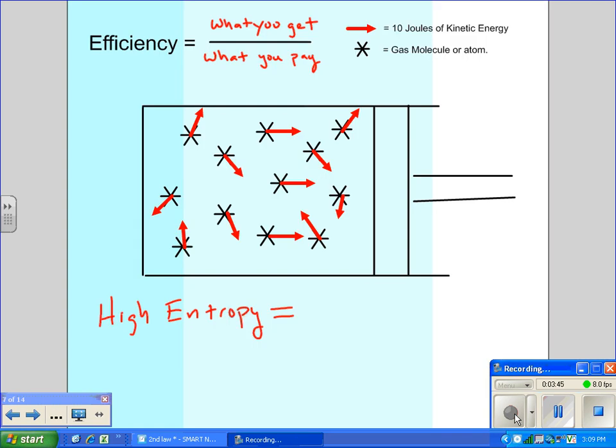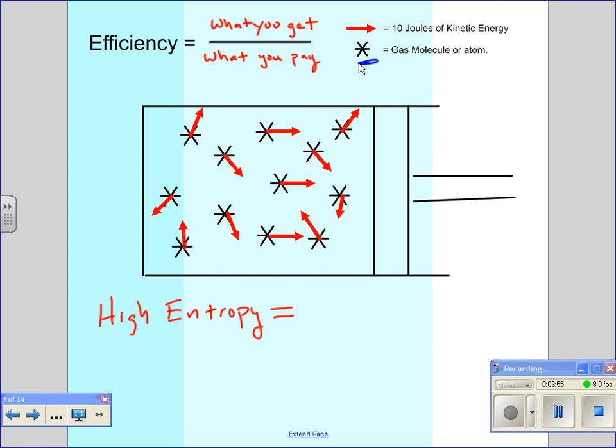Okay, so it's one thing to talk about messy bedrooms, but what about an actual physical system? So in this diagram, we have a gas, which is represented by these little guys there. Those are gas molecules or atoms, and they're moving. They have some amount of kinetic energy, and we'll make it simple. Each one of them has 10 joules of kinetic energy. They're in a piston, so this is kind of a hard thing to describe.